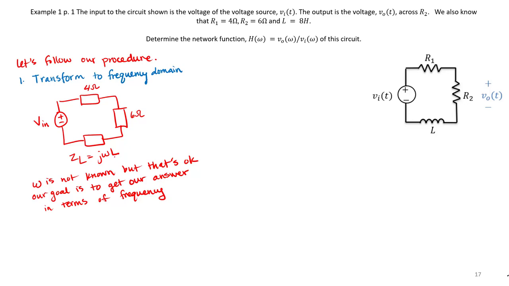And in this case, we do know our L value. L is 8 henries. So in this case, we can just say impedance is equal to J times 8 omega. So now everyone is in frequency domain. The next step is to identify. We want to identify the input and the response.